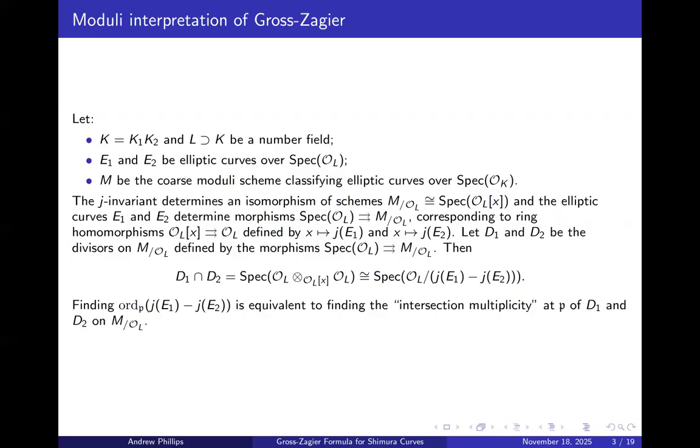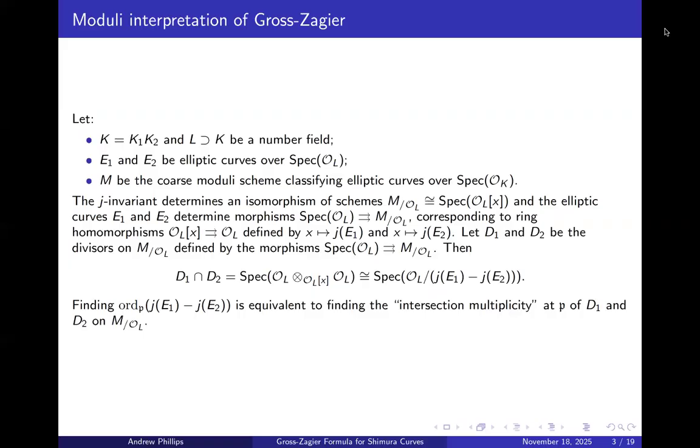This basically amounts to calculating the intersection multiplicity of these 2 divisors on this integral model of this modular curve. So we can view the factorization Gross-Zagier formula we saw on the last slide as an intersection multiplicity on a modular curve like this. This is the motivation for how I'm going to generalize it.